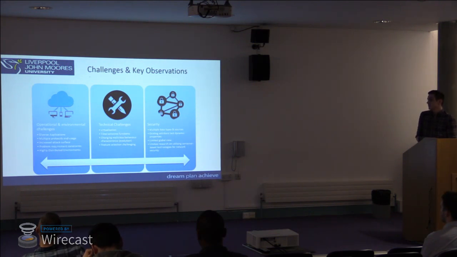There's an increased attack surface because it's public facing, and there are a lot more devices in that sense. So we have public APIs which are exposed and interacted with. And problem requirement constraints are typically problem specific. In that sense, we mean securing one service may not necessarily be the same as securing the next.